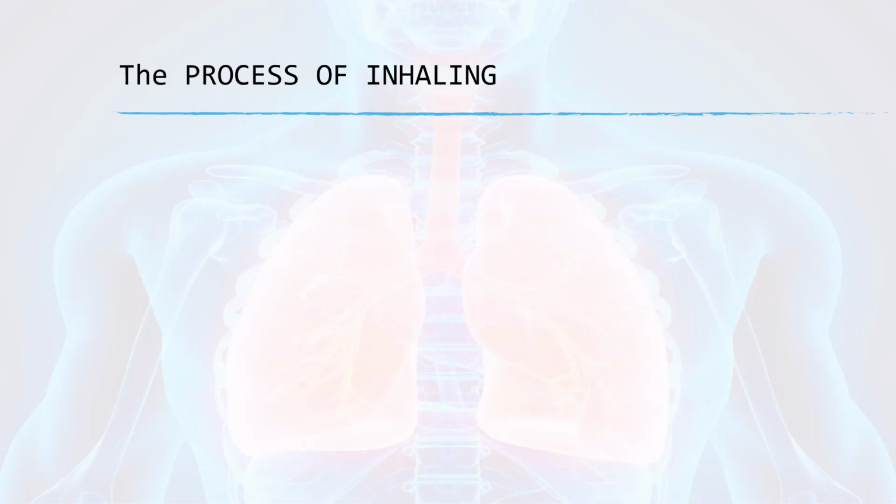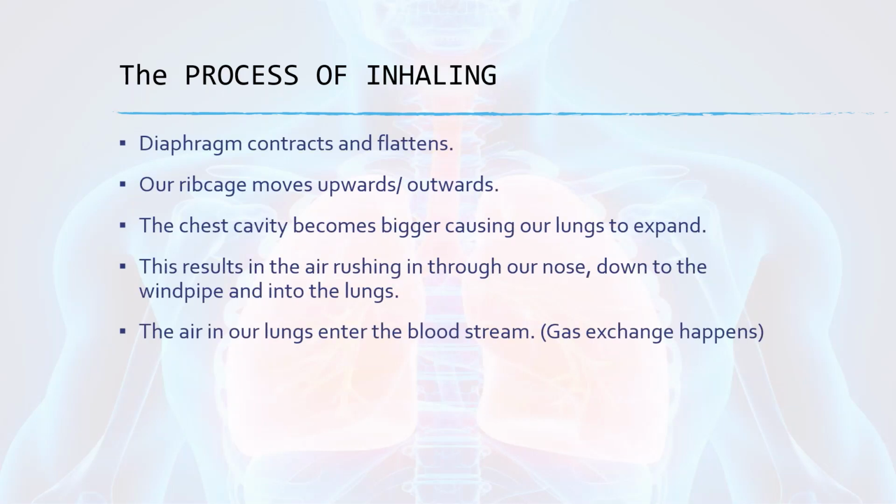The process of inhaling. During the process of inhalation, our diaphragm contracts and flattens. Our rib cage moves upwards and outwards. Our chest cavity becomes bigger, causing our lungs to expand. When our lungs expand, the air pressure in our lungs decreases. But since the air pressure in the atmosphere or around us is higher, this results in the air rushing in through our nose, down to the windpipe and into the lungs. The air in our lungs enters the bloodstream and gas exchange occurs.